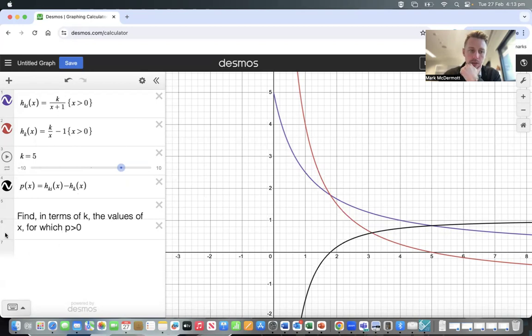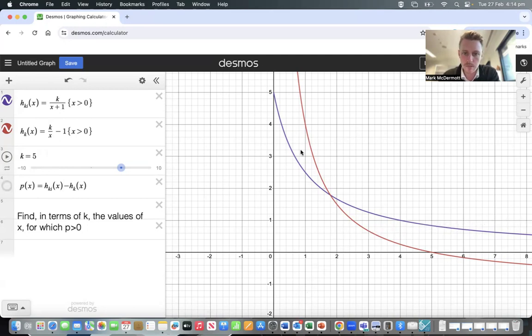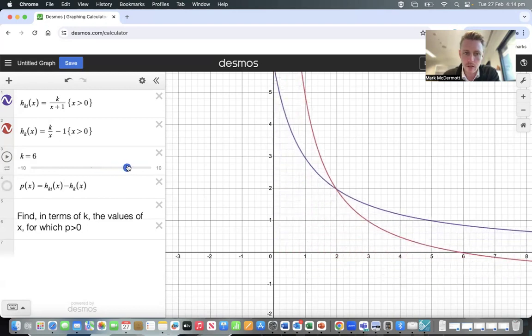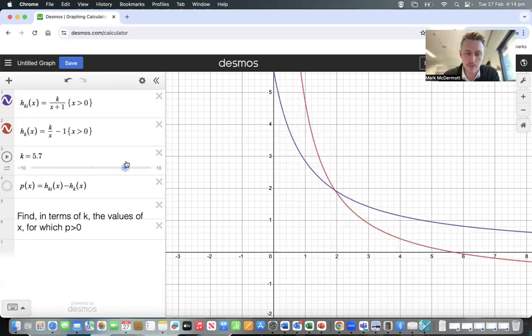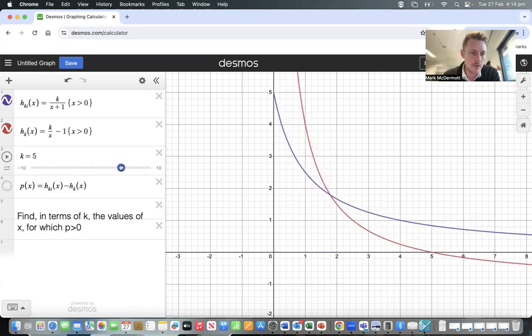The question we're trying to solve is: find, in terms of k, the values of x for which p is greater than 0. Now, p is a new function defined as the inverse of h_k minus the original. So in this case, it's going to be the purple line minus the red line. If we just look at the purple line and the red line for now, we can see we've got them both there. As we change the values of k, those lines obviously change and move. Let's put that back to a reasonable value.